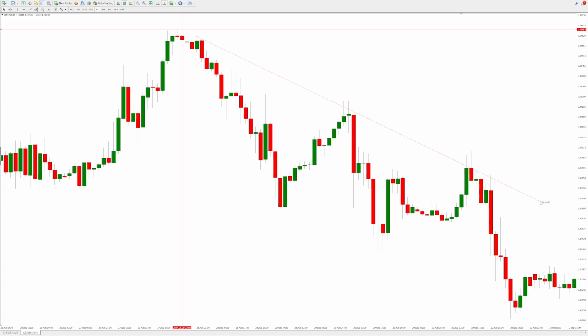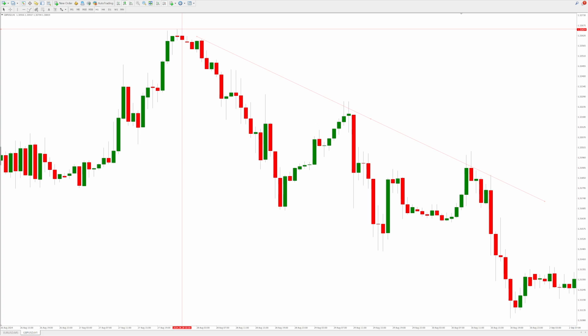You can see, so you have your pullback here, you have a spinning top candlestick pattern which suggests that there's some indecision in the market, followed by this big bearish bar, suggests that the bears have won this particular battle and the market will continue in a downwards direction.